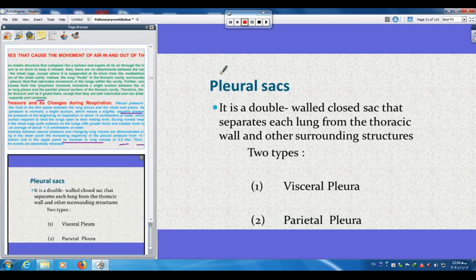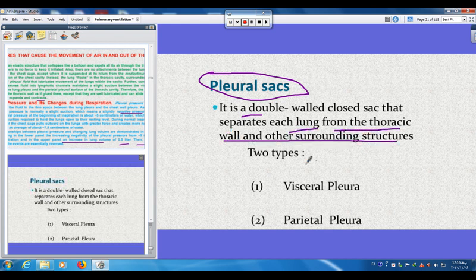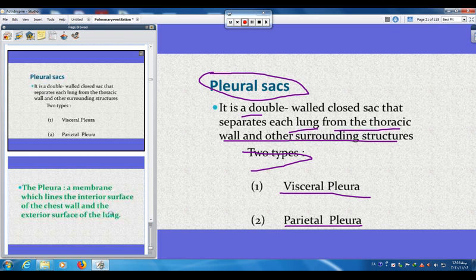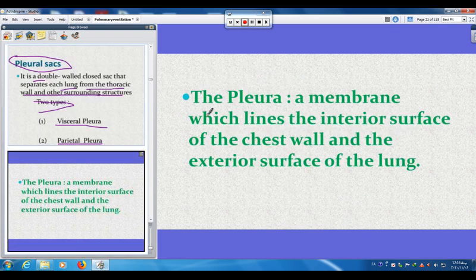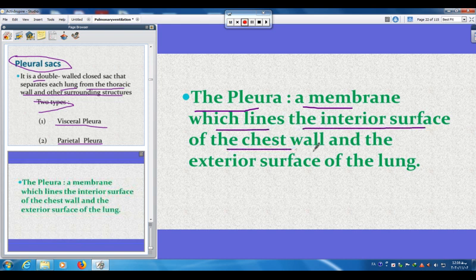We mentioned before the pleural sacs. It is a double-walled closed sac that separates the lungs from the thoracic wall and other surrounding structures. We have two types: the visceral pleura and the parietal pleura. And what is the pleura? The pleura is a membrane which lies between the interior surface of the chest wall and the exterior surface of the lung.